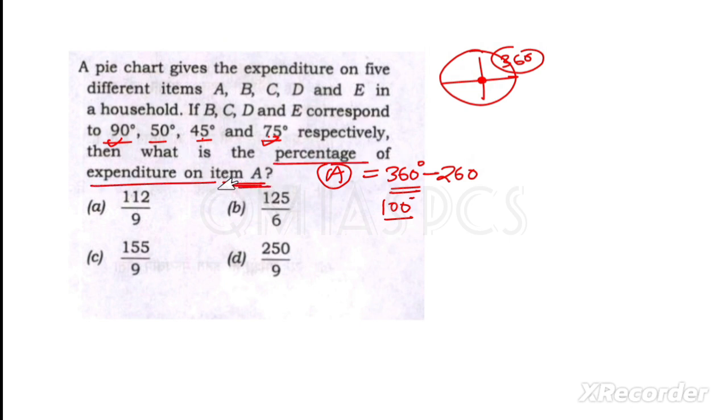Okay, we have to find the percentage. So basically we will write the angle of A over the total angle 360, and compare with respect to 100, so we multiply by 100. The 0 will be cancelled out, and by 4 it will be 9 and 25. So finally we will get 250 by 9. So here is our answer, option D.